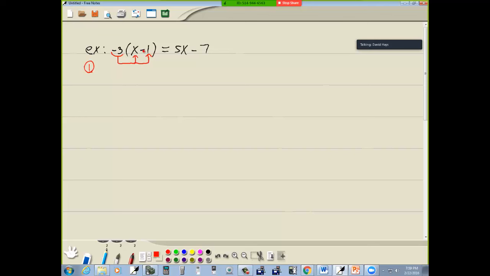Now, I haven't really covered what a term is, due to the time, but terms are separated by pluses and minuses. So x would be a term and this negative 1 would be a term. So I'm going to take negative 3 times x. Now I'll take negative 3 times negative 1. And you just follow lines to see what to multiply together. Negative 3 times x is negative 3x. Negative 3 times negative 1 is a positive 3. Equals 5x minus 7.